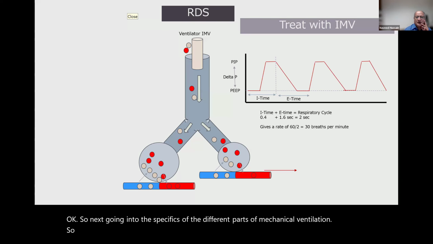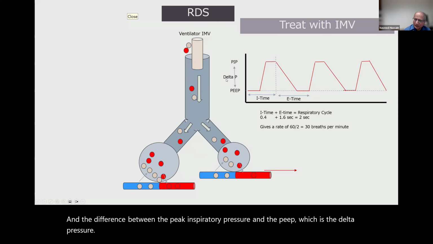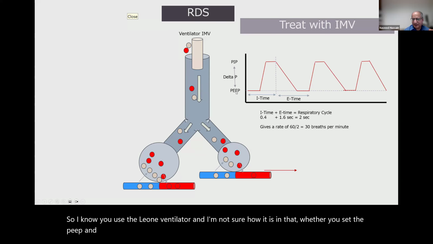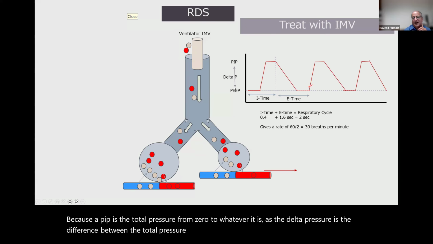Okay, so next, going into the specifics of the different parts of mechanical ventilation. So let's say you start the baby on a ventilator, and you have to start with some settings. The basic settings would be the PEEP and the peak inspiratory pressure, and the difference between the peak inspiratory pressure and the PEEP, which is the delta pressure. So I know you use the Leone ventilator, and I'm not sure how it is in that, whether you set the PEEP and the PIP, or you set the PEEP and the pressure above the PEEP. Because the PIP is the total pressure from 0 to whatever it is, and the delta pressure is the difference between the total pressure and the PEEP.